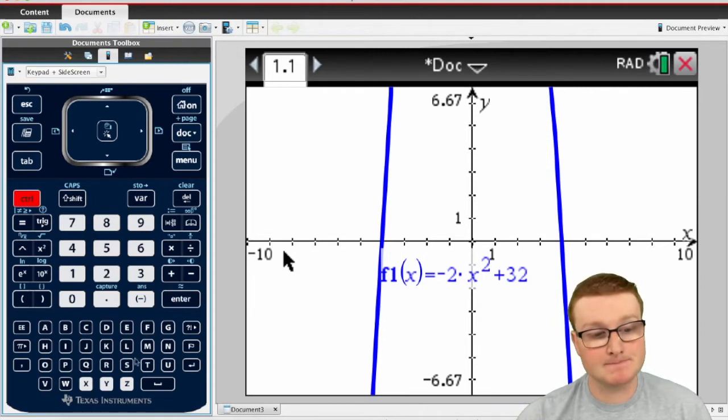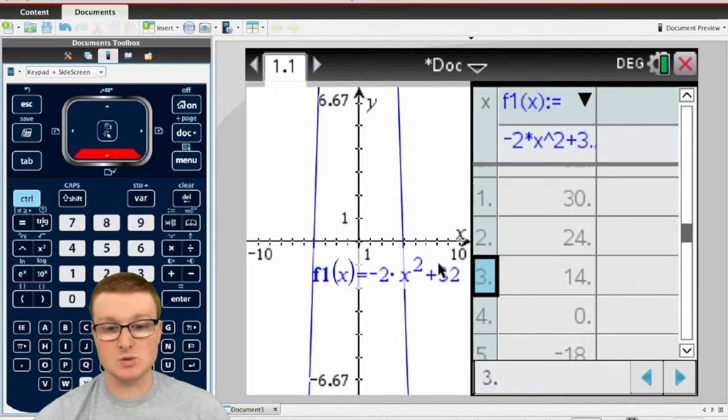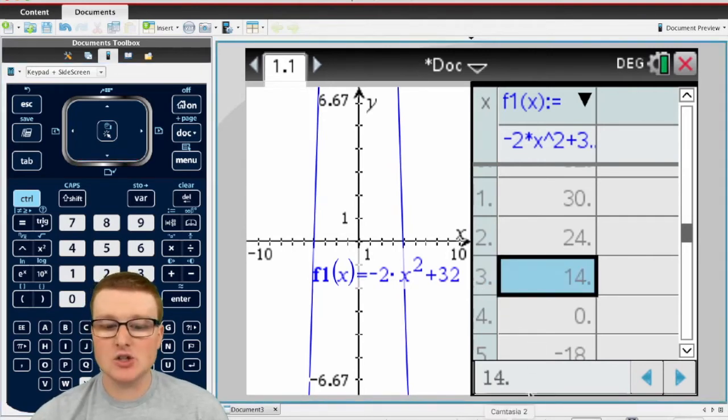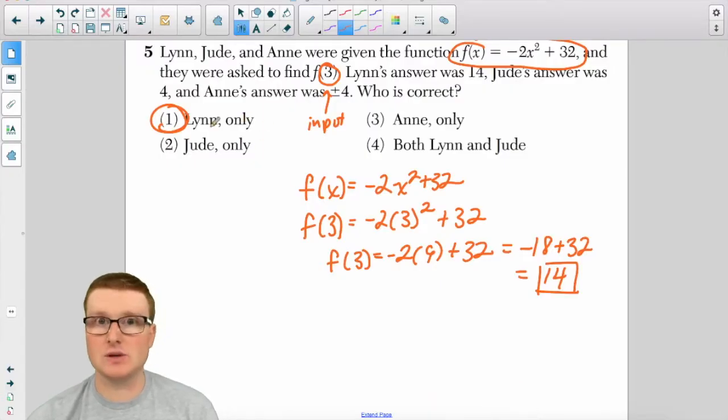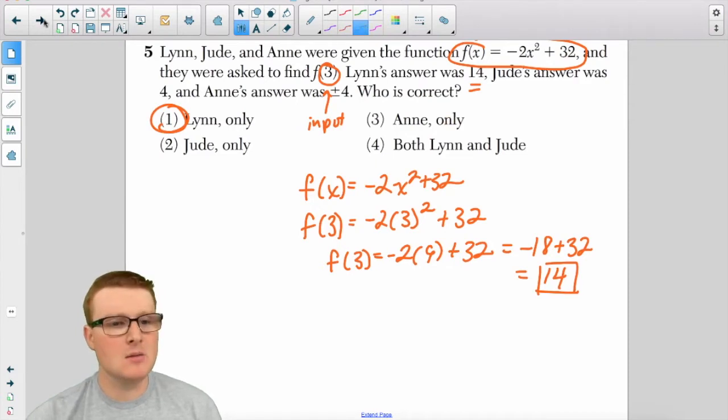Click on Control T. Go down to where x is equal to 3. This is where x is equal to 3. Look at what the answer is, 14. So that's how you know that you're correct with your answer. Lynn is the only one that guessed or got 14, and that is the correct answer. All right. Moving along, number 6.